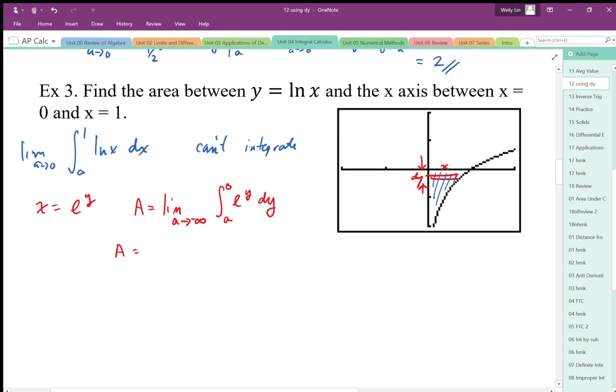Well, this is really easy to integrate. This is a much easier problem to solve, because now I can integrate. I just get e to the y. I'm just going to keep my limit in there: the limit as a goes to negative infinity of e to the y from a to 0. Well, I can work that out. That's going to be e to the 0, which is 1, minus e to the negative infinity, which is 0. So we end up with an area of 1. So this is one where this ability to shift from dx to dy allows us to use an inverse function, which is an easier integral to deal with.